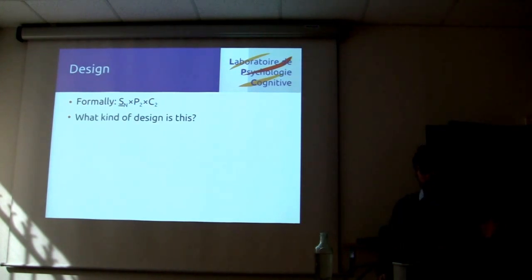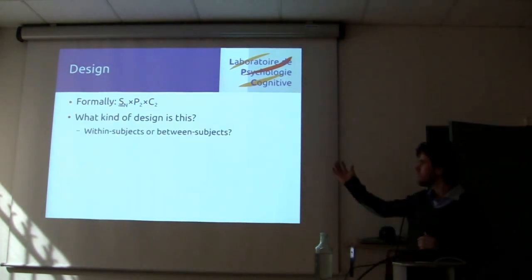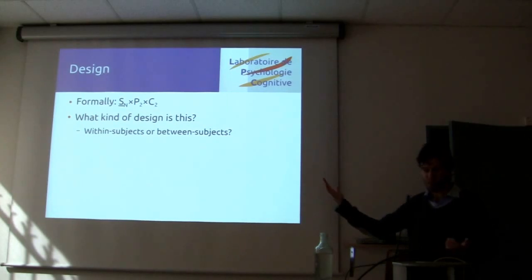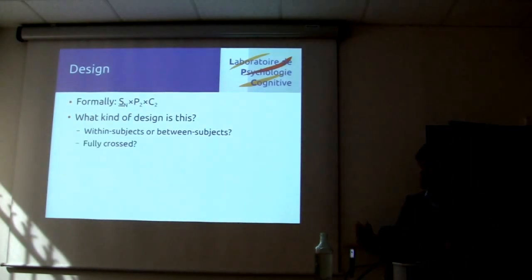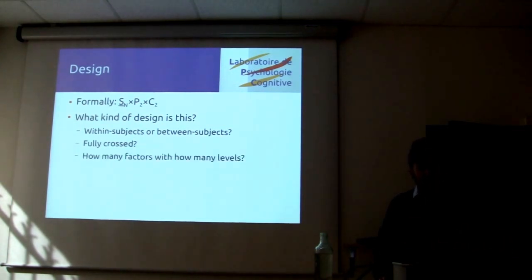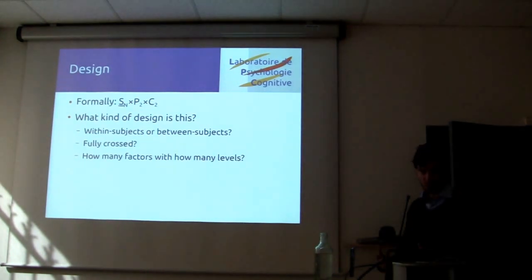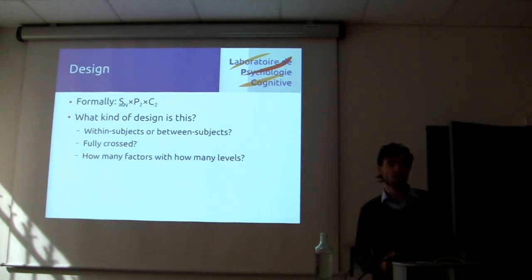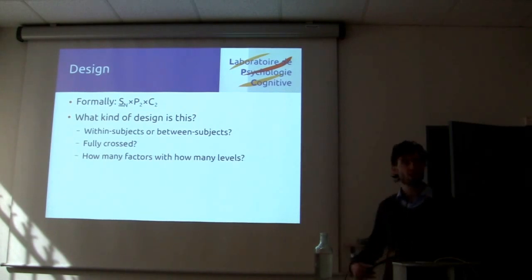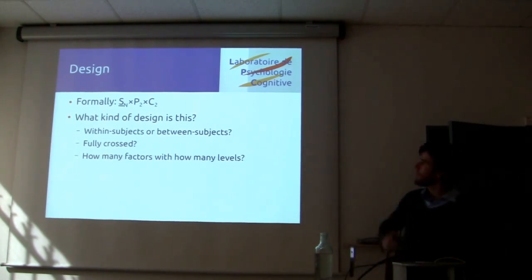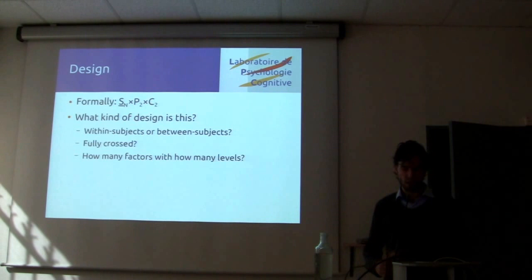So what kind of design is this? Well, I just said it. It's obviously within subjects. It's fully crossed. How many factors with how many levels? We have two factors with two levels. You could also reasonably consider subject a factor, but we generally don't. So if we don't consider subject to be a factor, then we have two factors with two levels.